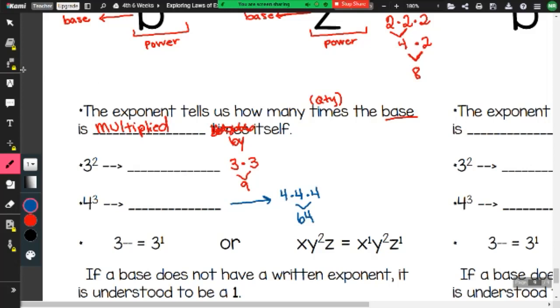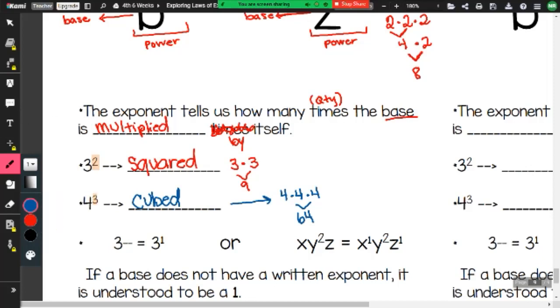So now this power or this exponent of 2 and the exponent of 3, yes, they are both exponents, but they have a very, very specific special name. The exponent of 2 is called what? Squared. So you say it as 3 squared. 4 to the power of 3, that power of 3 is cubed. Make sure you write the ED at the end, cubed.